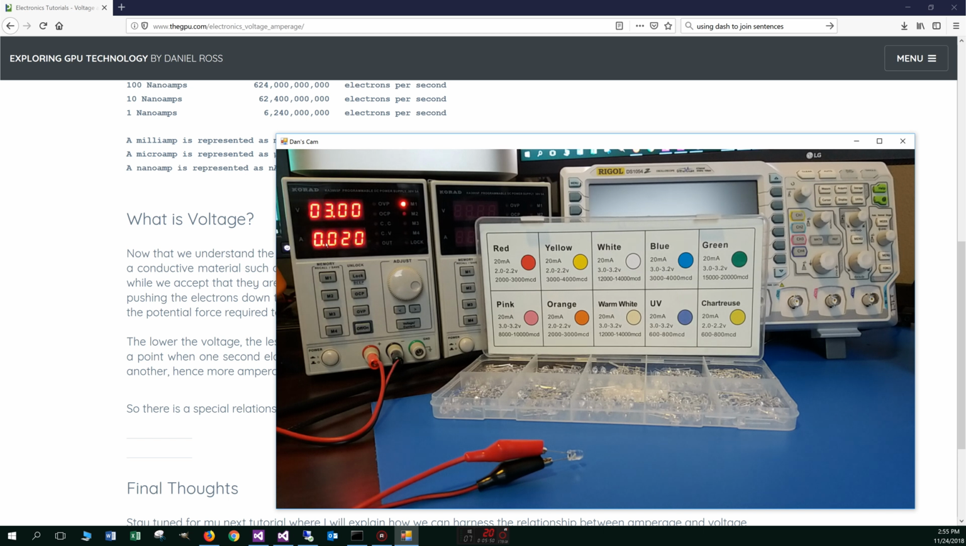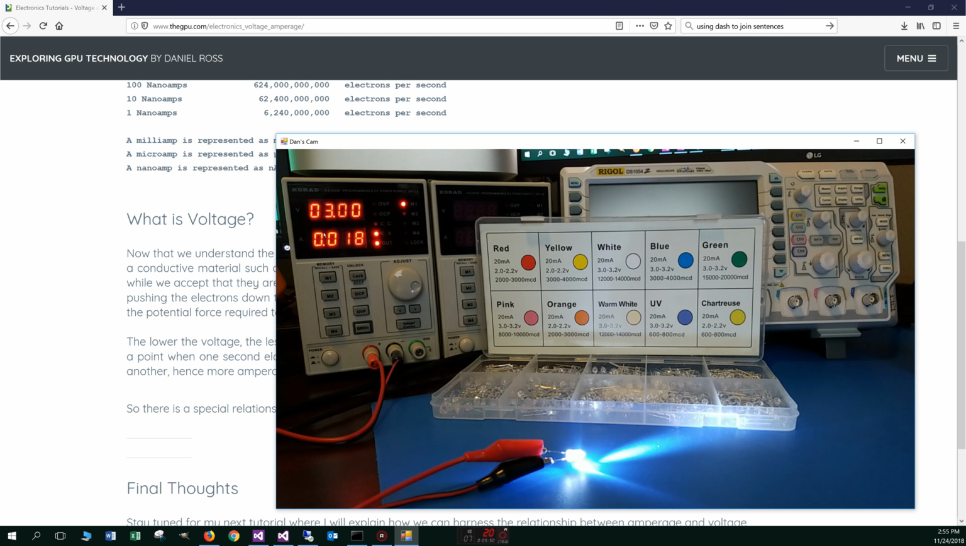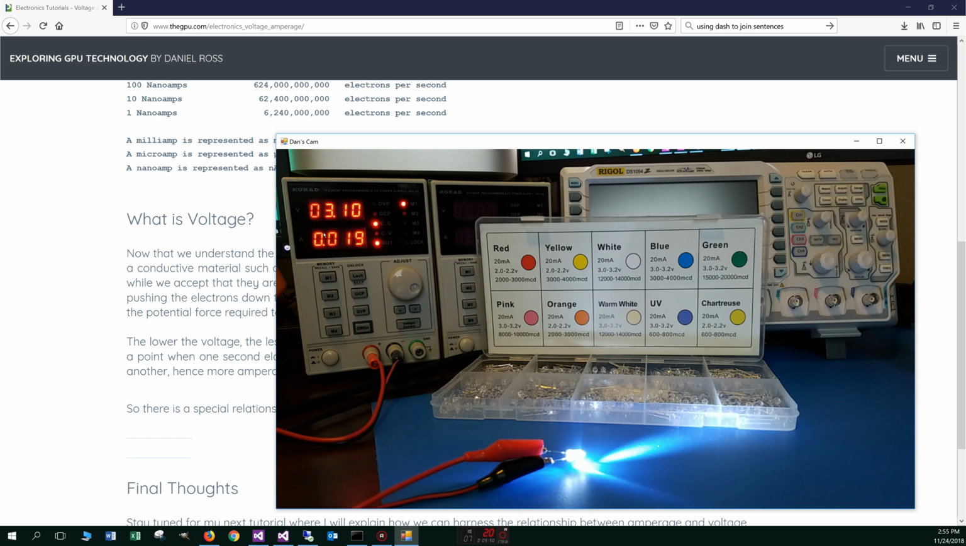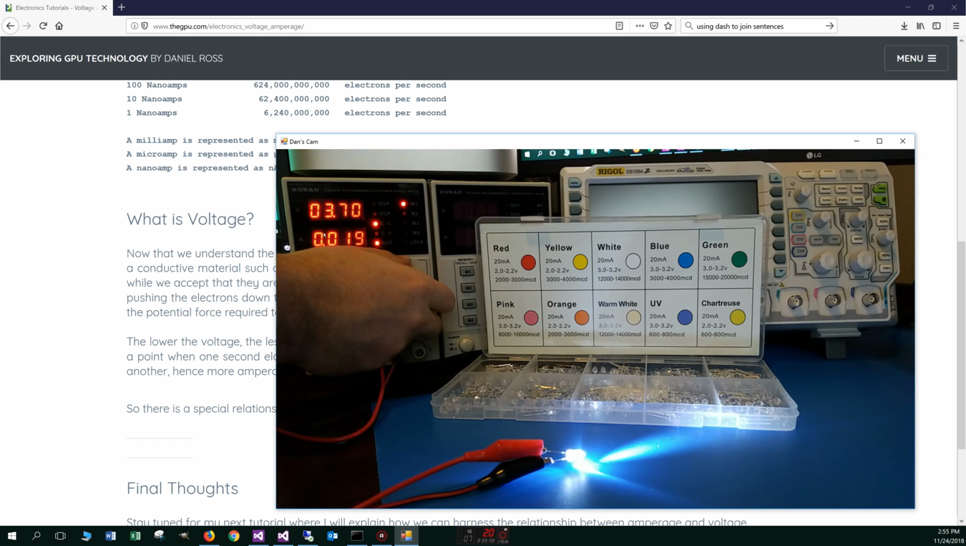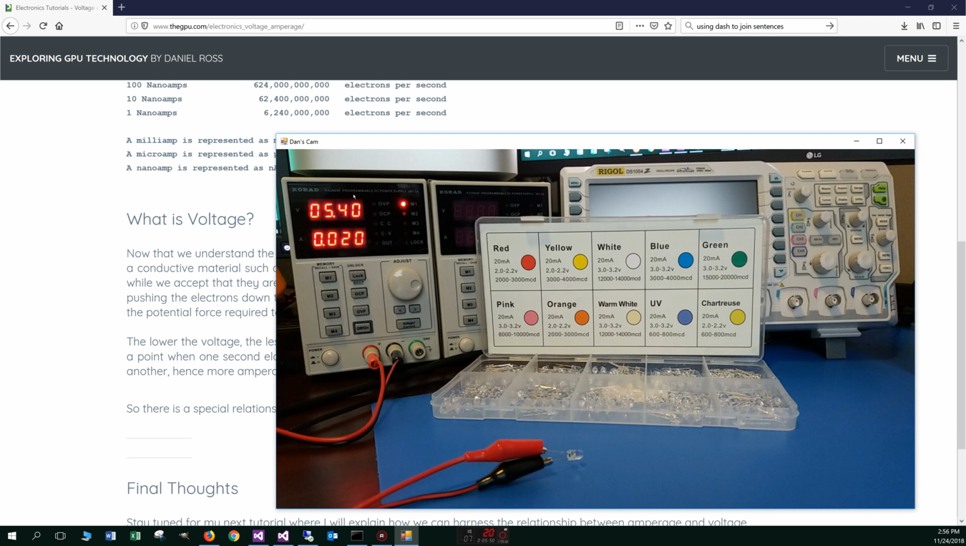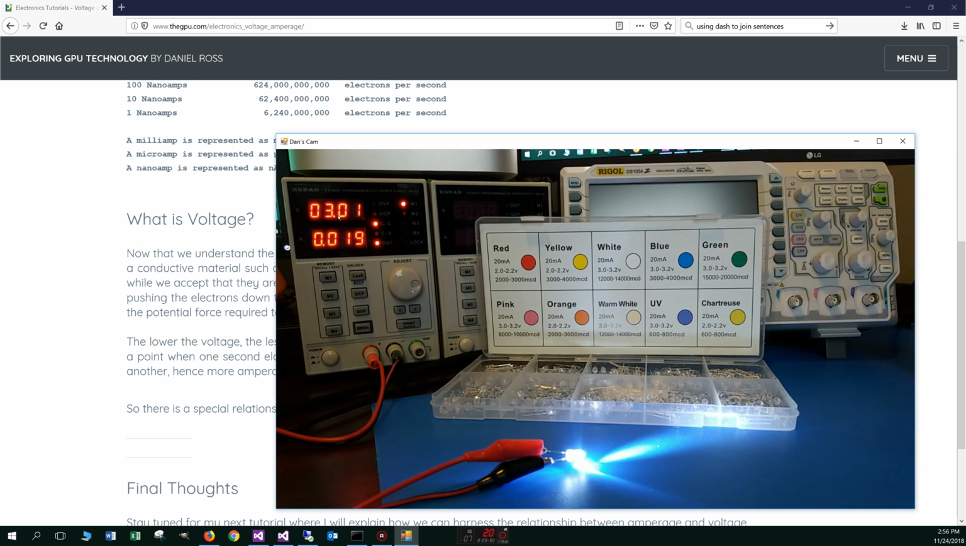Okay, let's go ahead and turn this on here. Okay, so 3 volts, 18 milliamps. What happens if I keep going up a little bit there? 3.1, right? And as I crank this up, this doesn't get any brighter. We haven't fried anything, and that's because even though we've got this super high push set up right here, 5.4 volts, 20 milliamps is our cap on the output there.